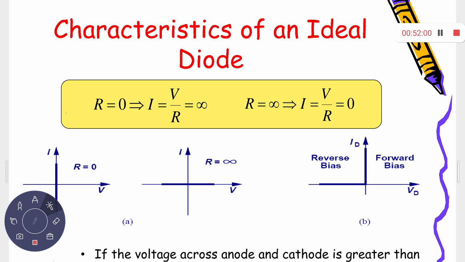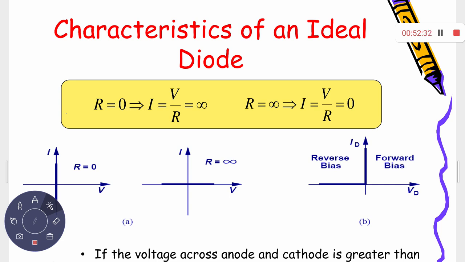Got my point? But remember, these are the two extreme conditions. Diode exhibiting resistances zero or infinite, these are the two extreme conditions. In fact, whenever the diode is operated in the reverse bias region, the resistance is not equal to infinite. The resistance is large. It's not equal to infinite. And whenever the diode is operating in the forward bias region, the resistance is not equal to zero.